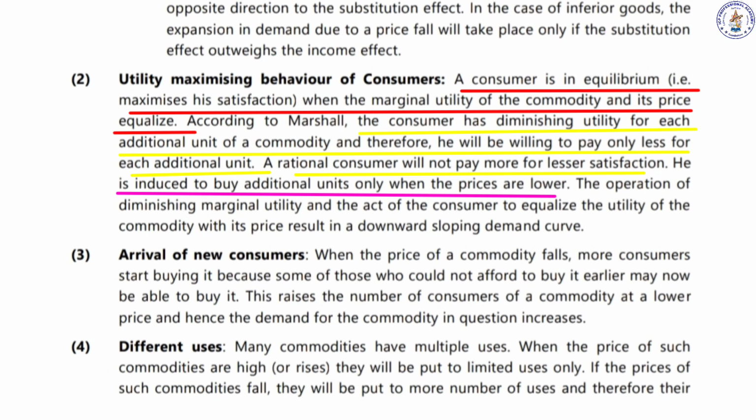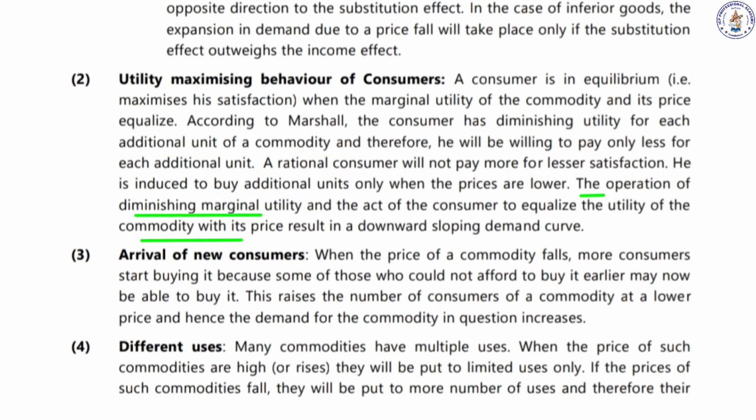When the price is lower, he is tempted to buy one more additional unit. So this is called utility maximizing behavior of the consumer. So the two factors, the diminishing marginal utility of the product and the consumer's choice of equalizing his utility to the price of the product, both together result in the demand curve sloping downwards. That is the second point.